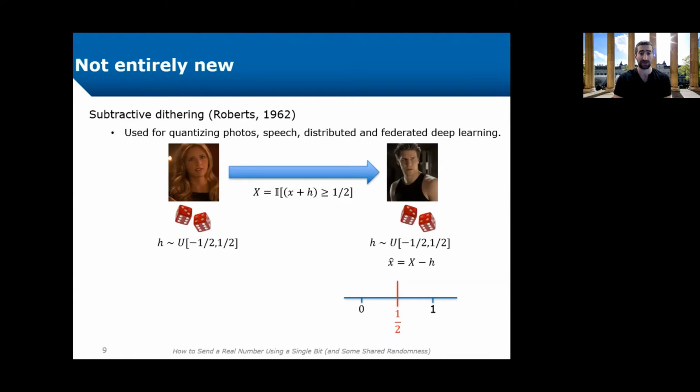This is what it looks like. We don't compare the input x to 1/2 like we did in deterministic rounding. We first add the noise to it. We get x plus h, and in this example, x plus h is larger than 1/2. Then Buffy sends 1, and Angel takes this 1, subtracts the noise, and this gives the estimate.